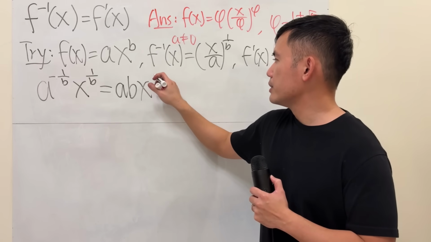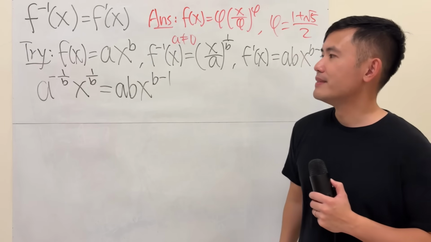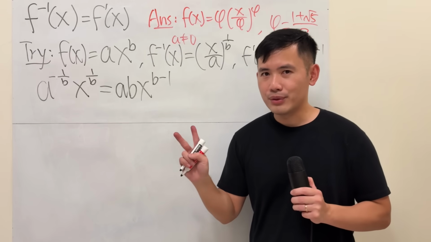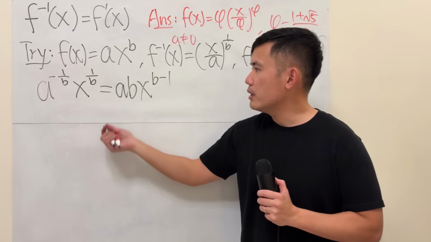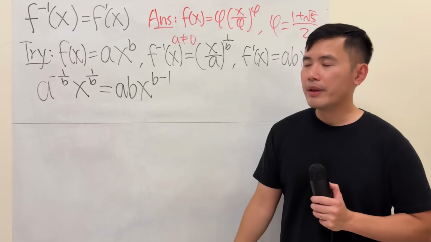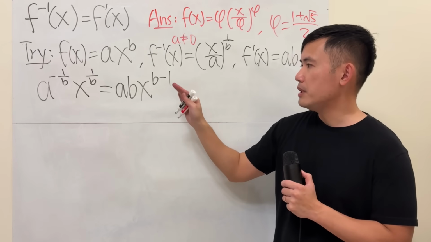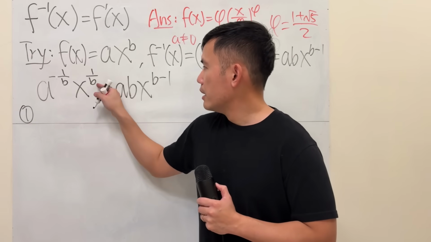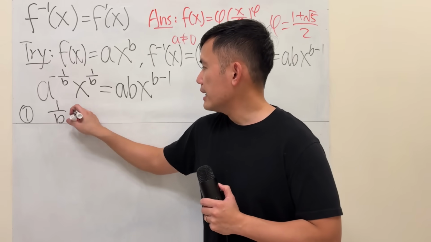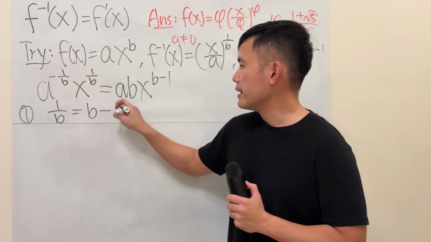A times x to the b minus 1. Now, we have to have two conditions. The coefficients must be equal and the exponents must be equal. Since the exponents are just with b, let's tackle that first. Condition 1: 1 over b has to be b minus 1.